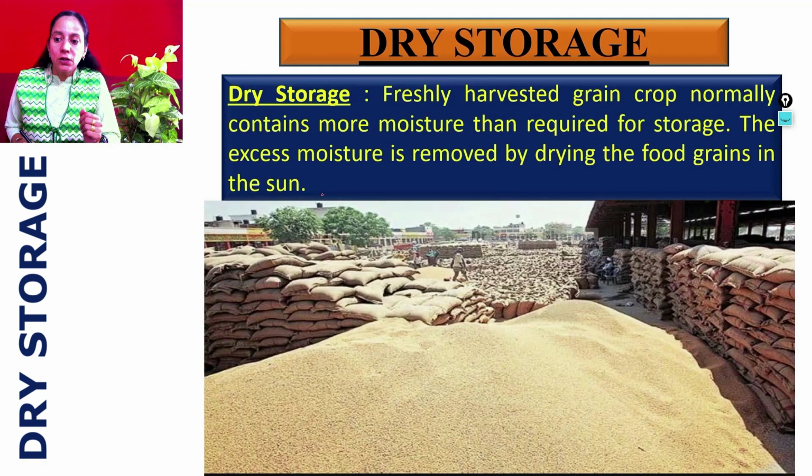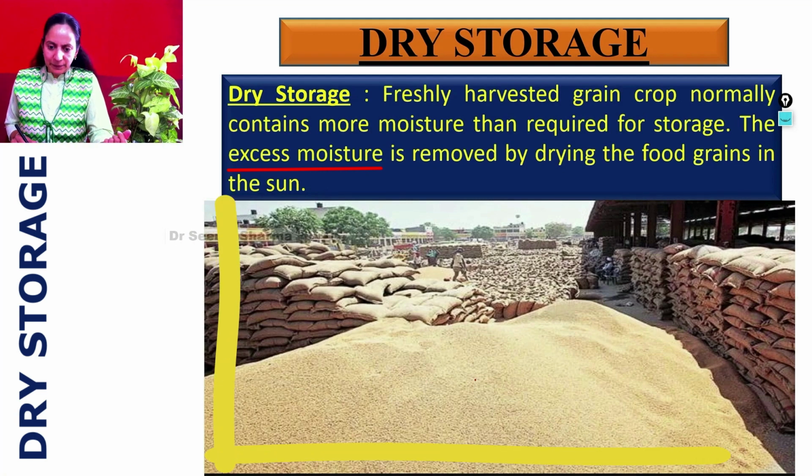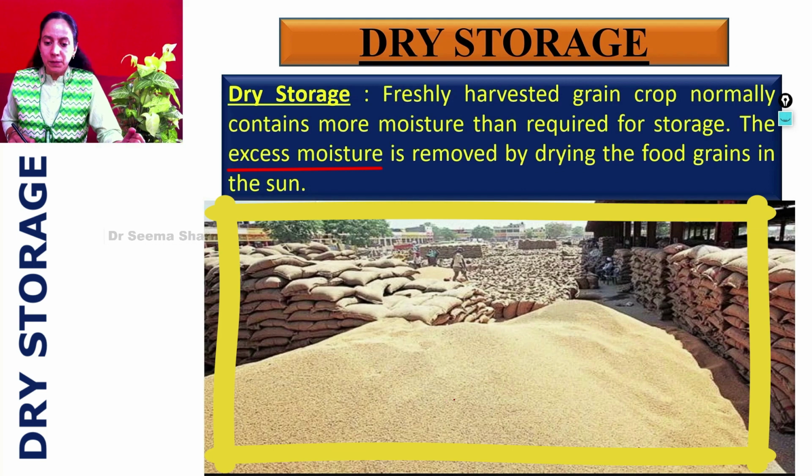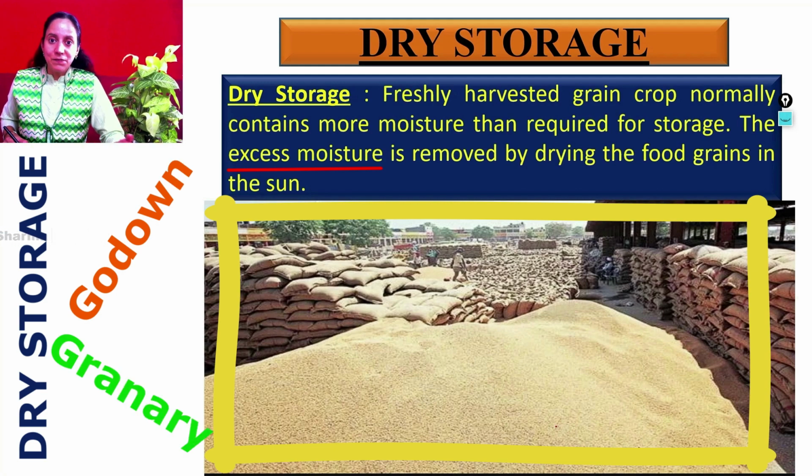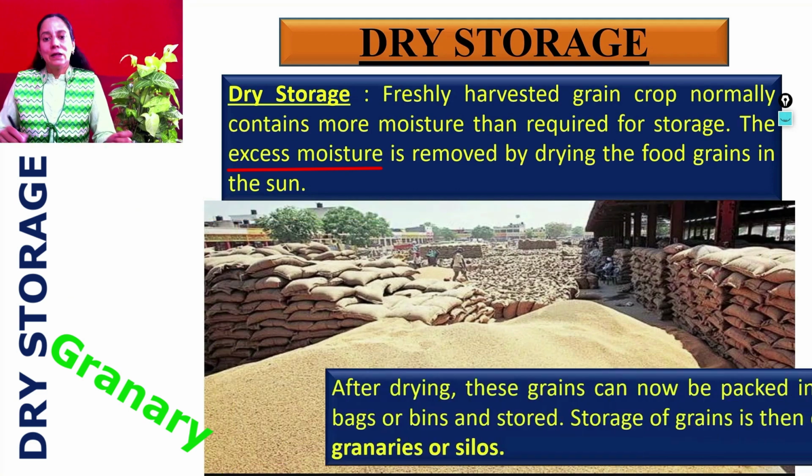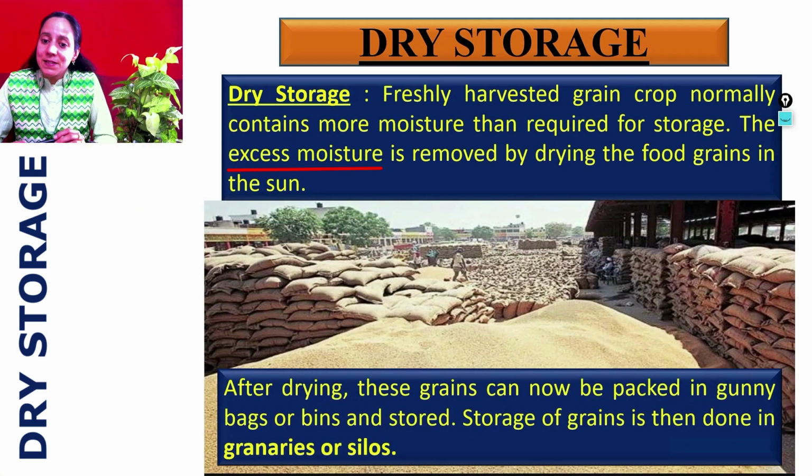Freshly harvested grain crop normally contains more moisture than required for storage. The excess moisture is removed by drying the food grains in the sun. Like here, you can see this is a huge heap of wheat grain, and this is a place called godown or granary in which they have kept it, and it's kept in open as it is for sun drying. So after drying, these grains, they can be packed in gunny bags, in bins, and they can be stored properly.